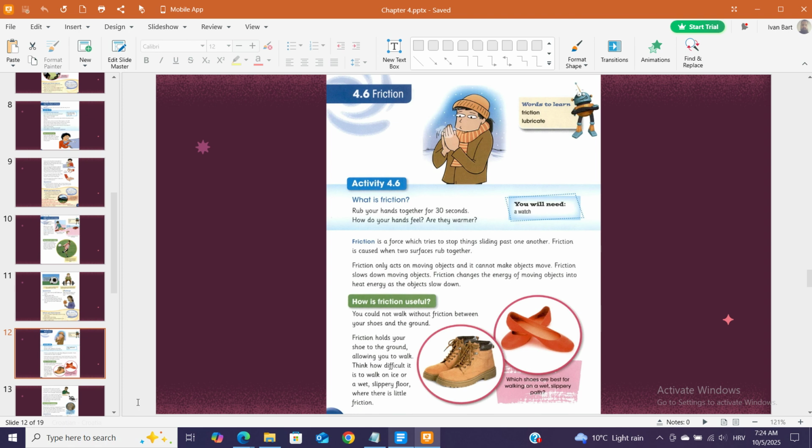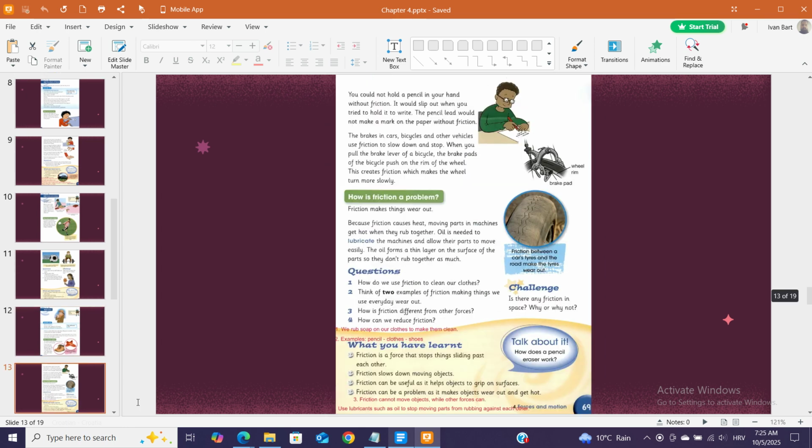How is friction useful? You could not walk without friction between your shoes and the ground. Friction holds your shoe to the ground, allowing you to walk. Think how difficult it is to walk on ice or a wet, slippery floor, where there is little friction. Which shoes are best for walking on a wet, slippery path?